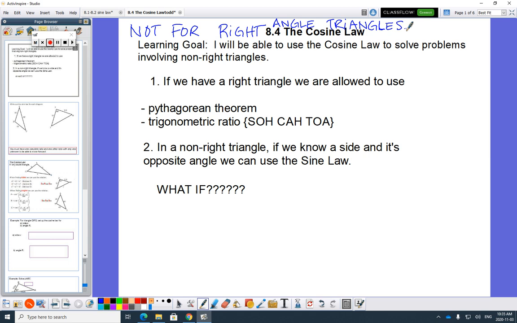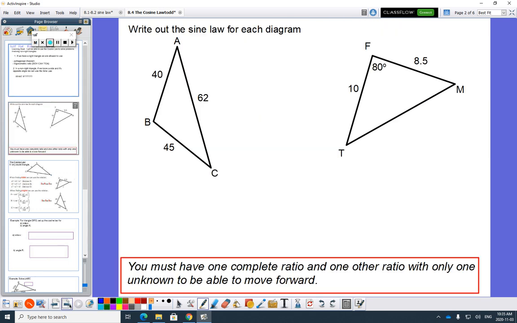Then we did the sine law for a non-right angle triangle. When you know a side and its corresponding angle, or an angle and its corresponding side, you can think of it either way. But what happens when you don't have a complete ratio, when you don't have a side and its corresponding angle? Then what we can use is something called the cosine law.